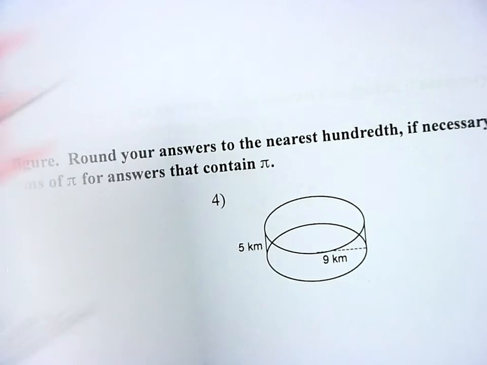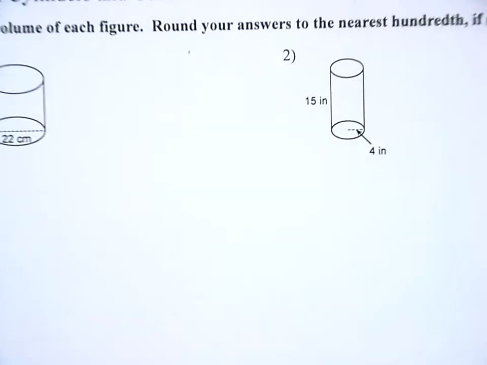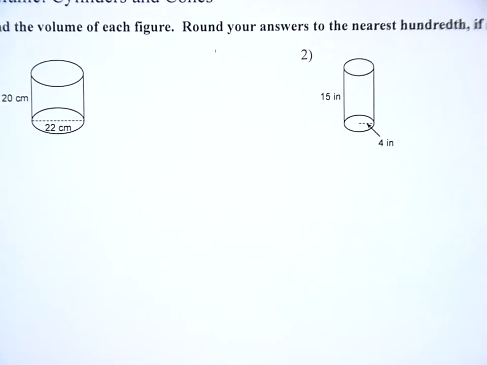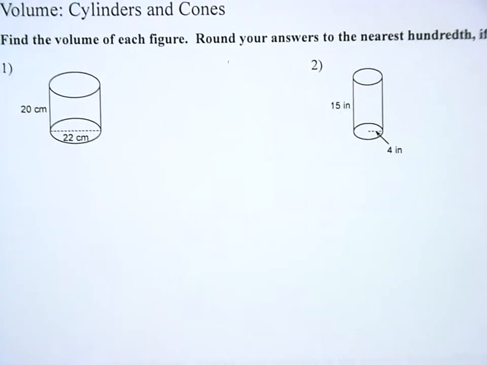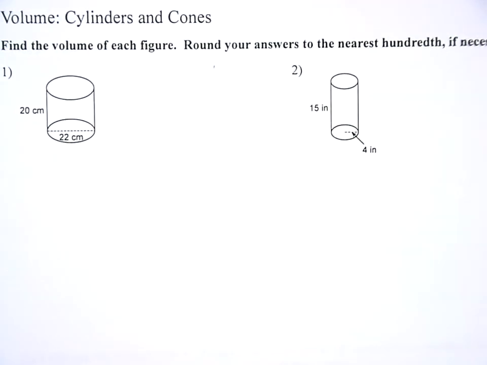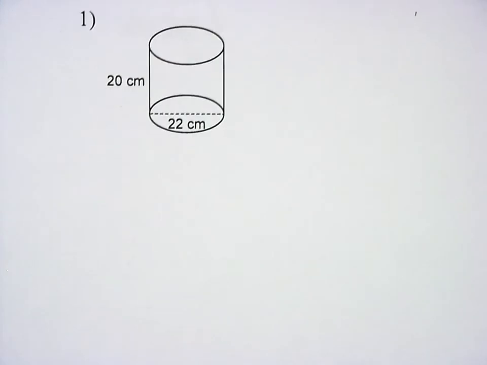Okay, so I'm going to move this over, and we are going to get started. We'll start with cylinders. Sometimes your answer needs to be to the nearest hundredth, sometimes the nearest tenth, sometimes in terms of pi. It really just depends. So first, let's practice rounding our answers to the nearest hundredth. If you're following along, you can write these examples down. We're going to start with this cylinder right here.